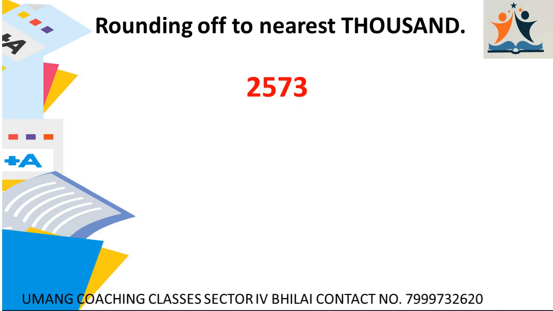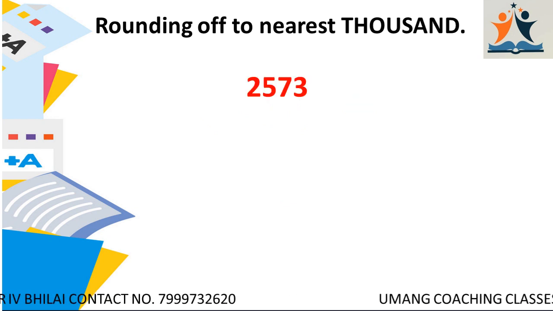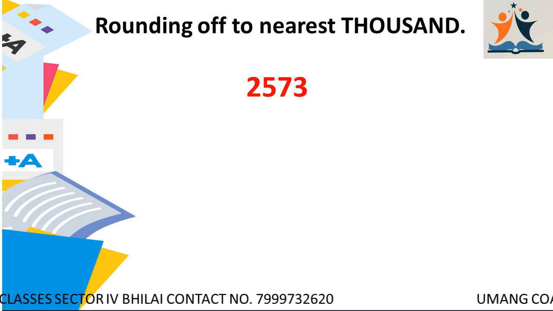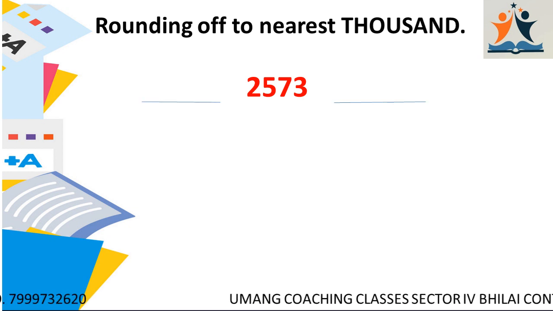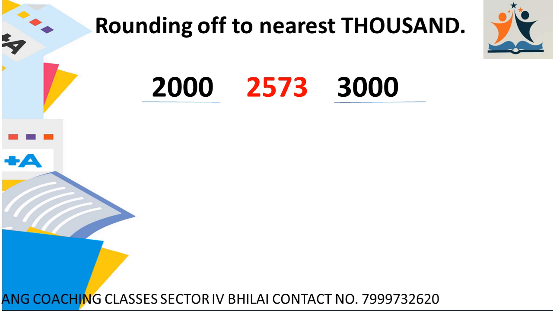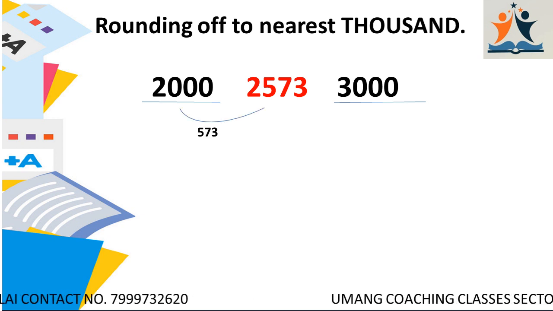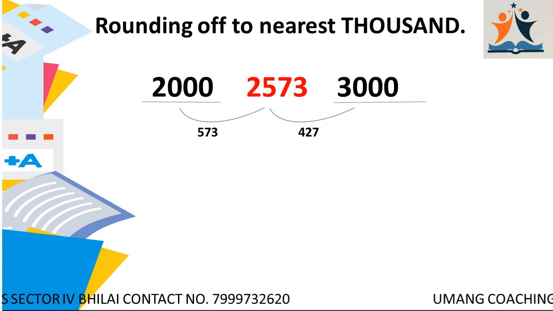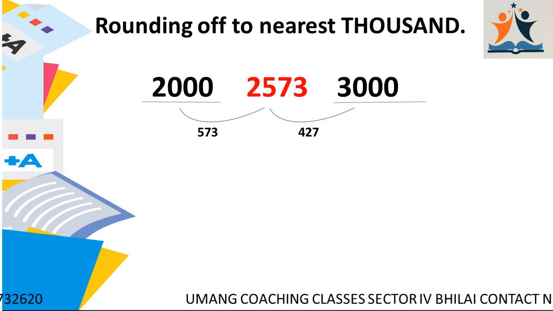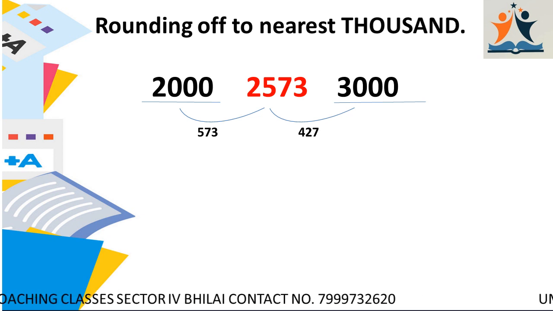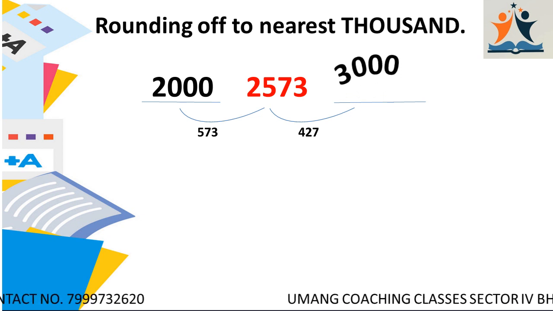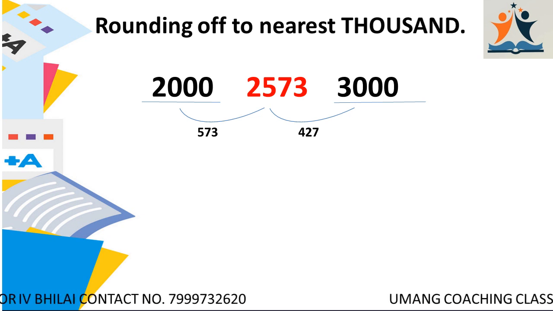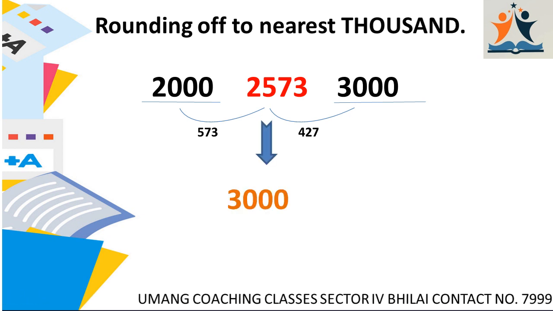So let's see another example, 2573. The nearest 1000s for this 2573 will be 2000 and 3000. The differences will be 573 and 427. So it is much nearer to 3000. So the nearest 1000 for this 2573 will be 3000. Hence, what will be the nearest 1000 for 2573? It will be 3000.